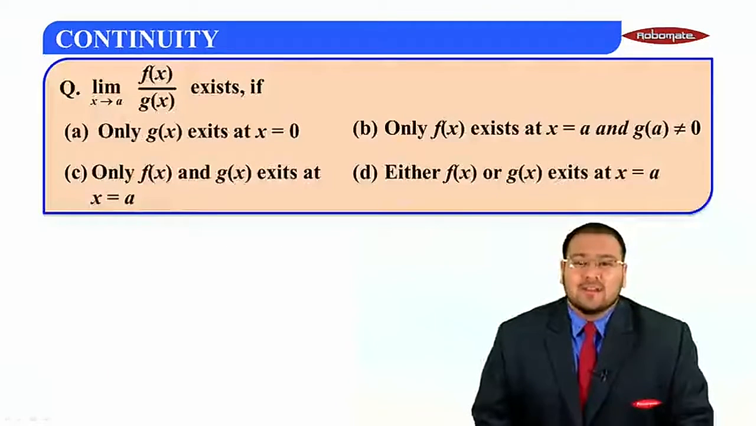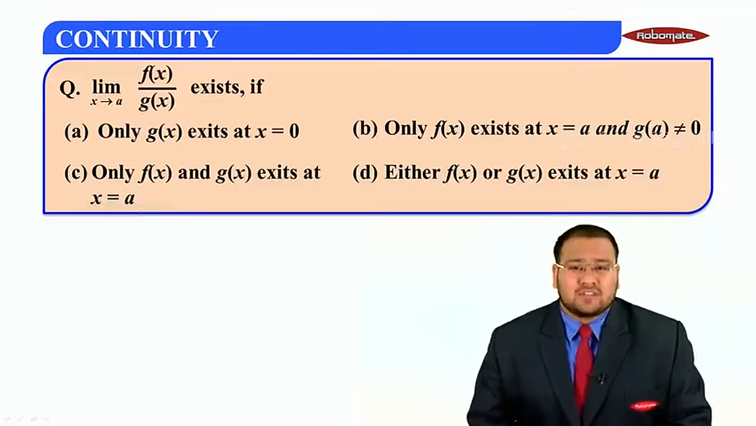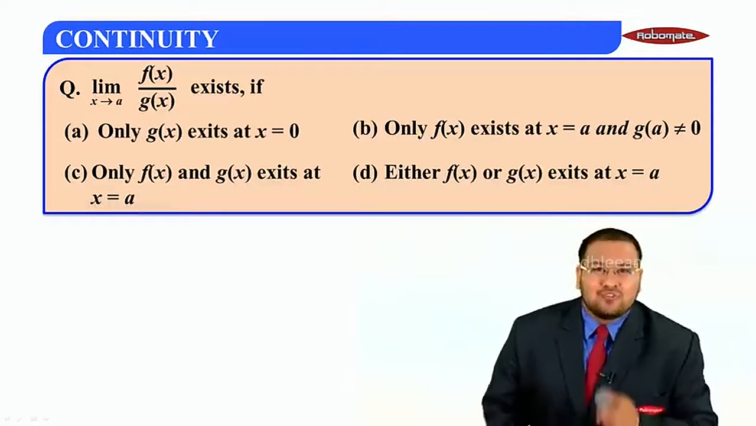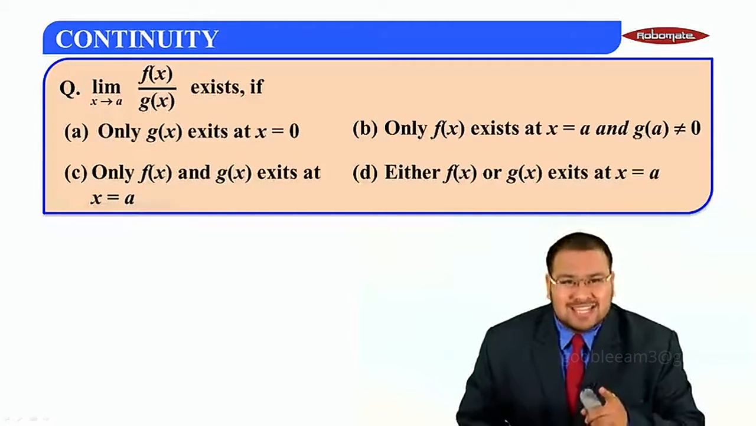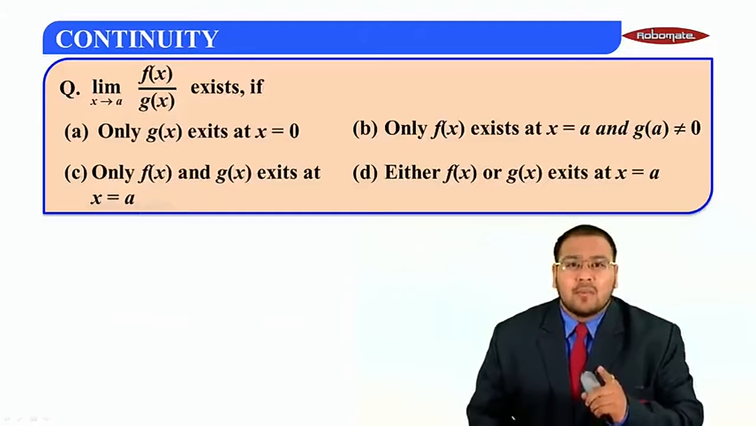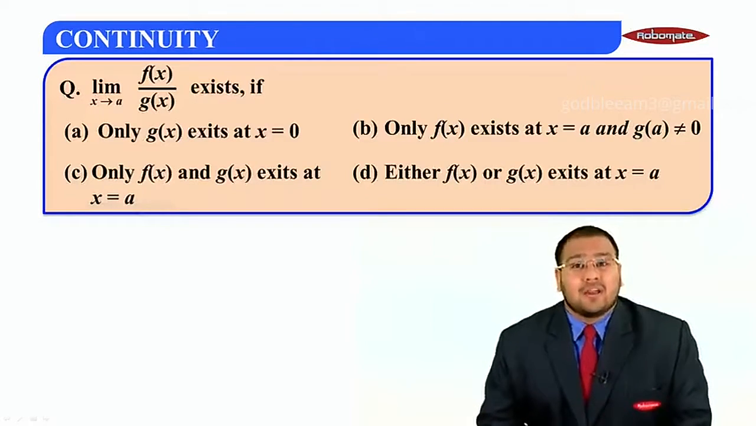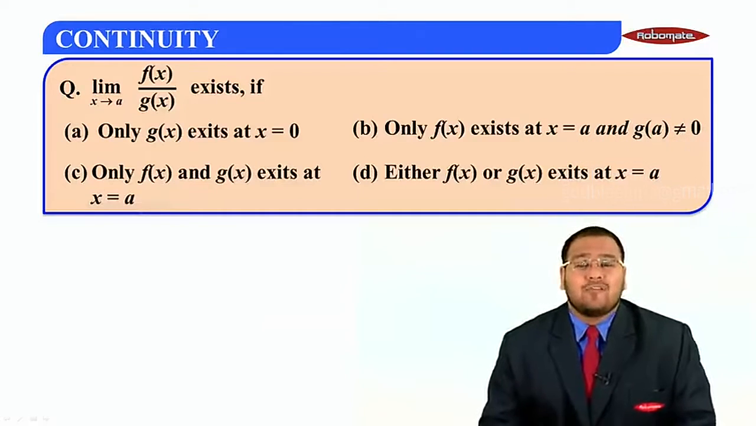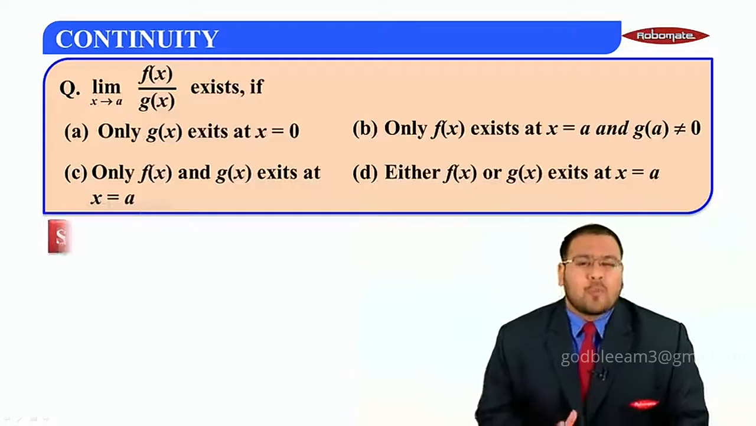Moving ahead. The limit as x tends to a of f of x upon g of x exists if. My dear students, when you see this, you have revised the things. Any of you answered already? This is a theory question of algebra of limits. You remembered something? No? No problem.